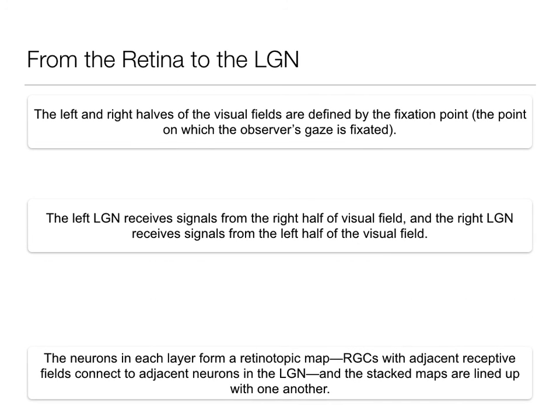And then the neurons in each layer will form this retinotopic map from the RGCs. So again, RGCs whose receptive fields are located near each other within the eye will have activations that are near each other in the cortex as well, and in the LGN.